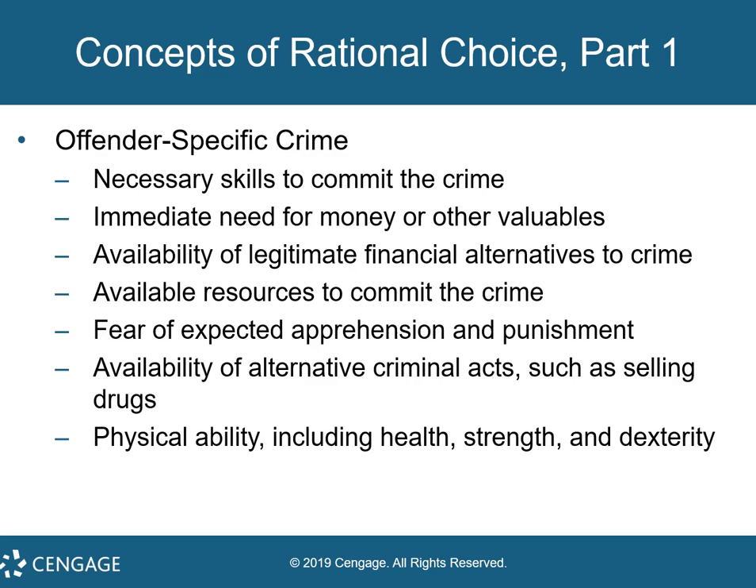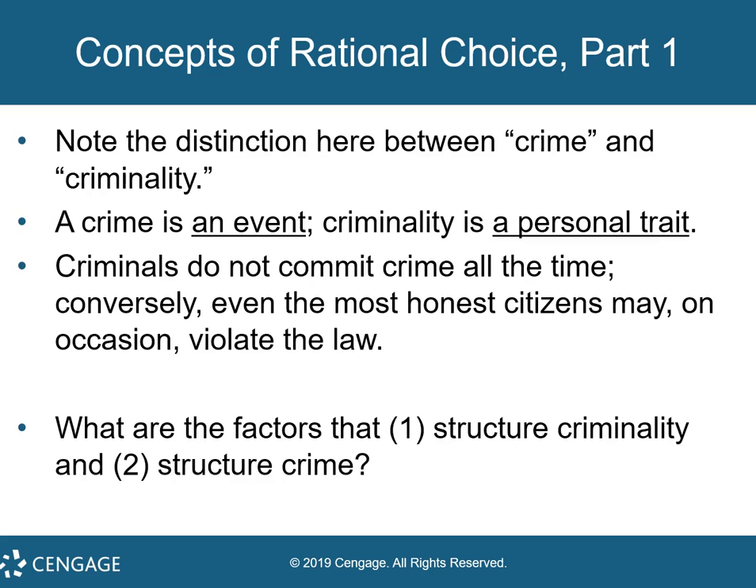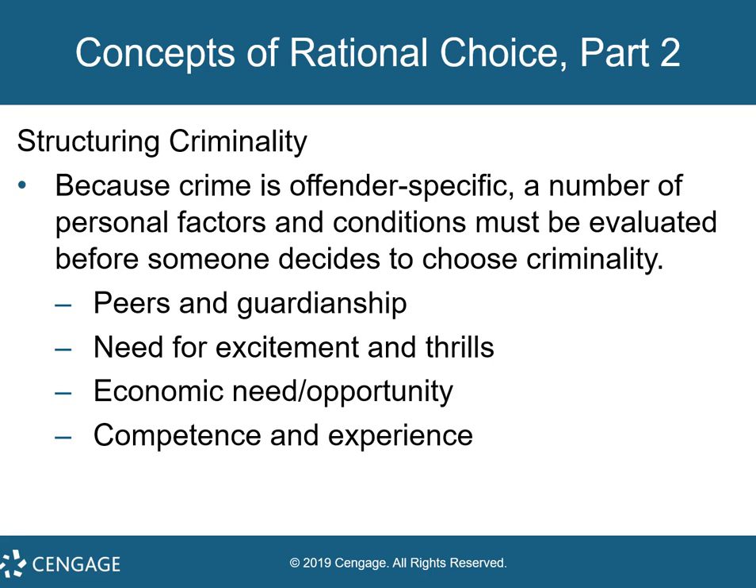So with that being said, I think that we should take some time to look at, well, what are some factors then that structure criminality and structure crime? So it's important that we look at these two different things. So remember, the crime is the event. Criminality is a personal trait. So as we separate these two, now let's discuss those factors that come into play that structure both criminality and crime. So the first one we'll look at will be peers and guardianship.